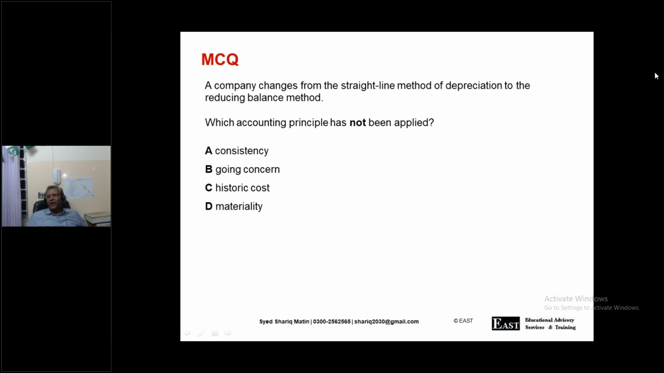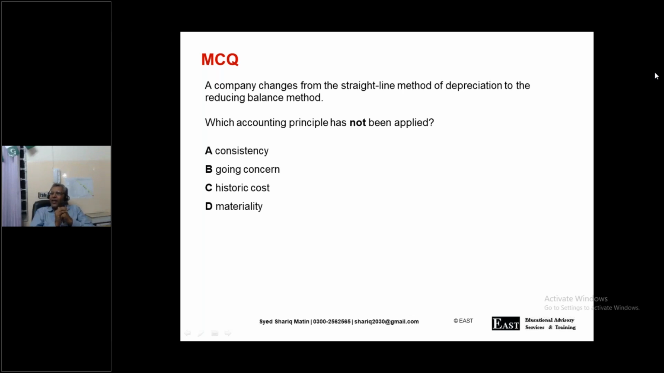Right, good Taha, great Dua, very good Abira. Let's discuss them one by one. The consistency concept says that you should not keep on changing your policy. Now here the policy is changing, of depreciation. First there was one method, then it became another method, right?